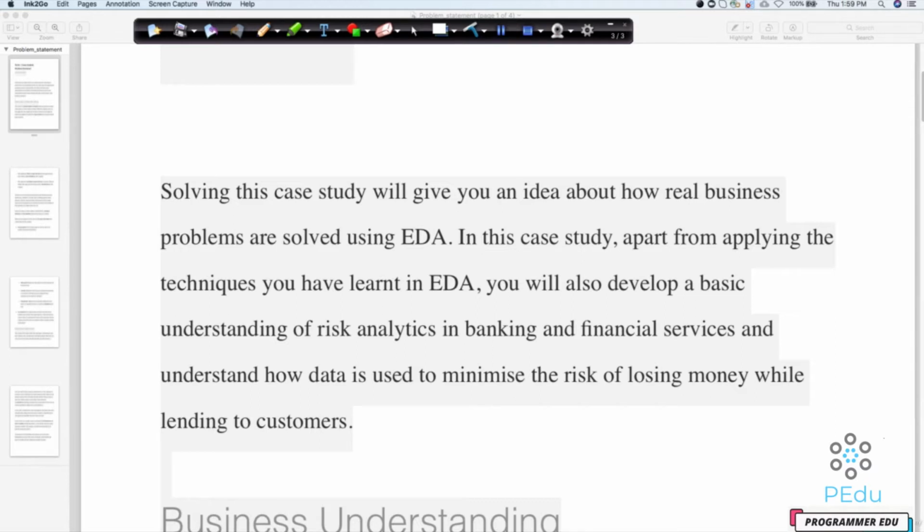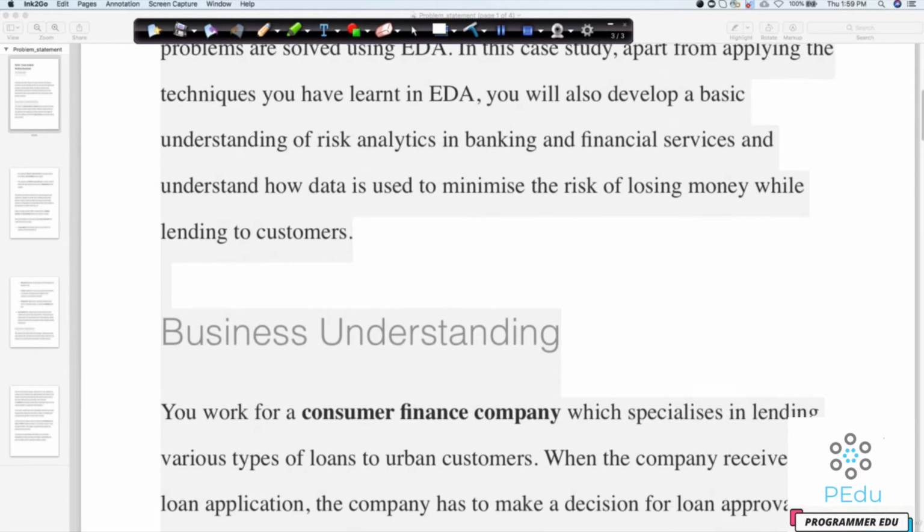Now, apart from applying the techniques we have learned in EDA, here you also need to develop a basic understanding of risk analysis in banking and financial services. And we also need to understand how data is used to minimize the risk of losing money while lending to the customer. So we would like to develop some sort of pattern or strategy which will help us in future to determine whether we should give a loan to somebody from the bank side or not. And this is a very famous problem which we always solve.